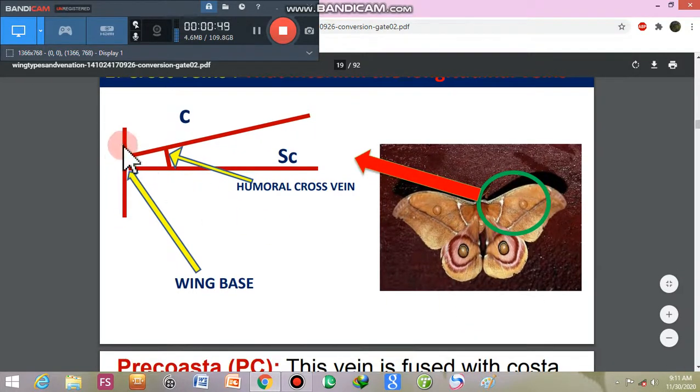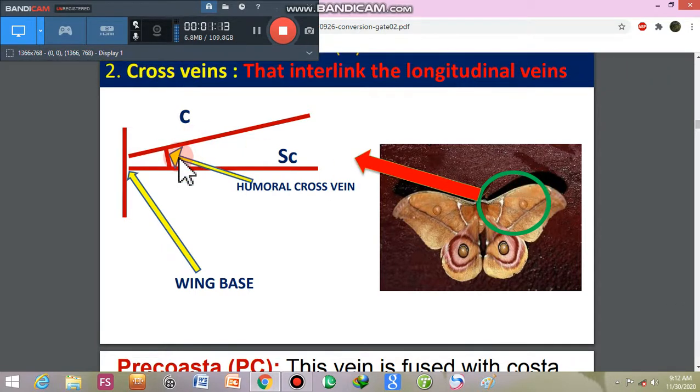Here you can see that this is the wing base, this is the terminal end of the wing, and this vein connects the two longitudinal veins with each other. This is the example of this insect. Here you can see that these are the longitudinal veins and they extend to the base, and then longitudinal veins are connected with the cross veins.